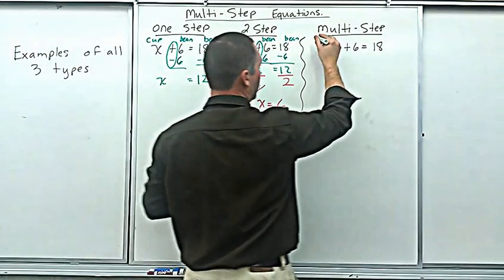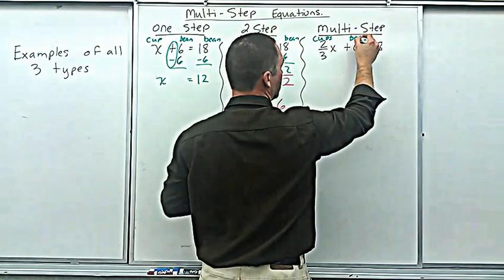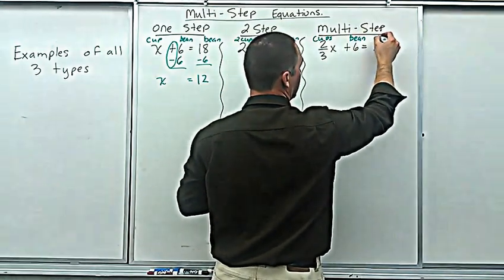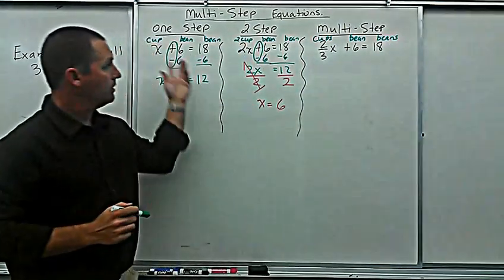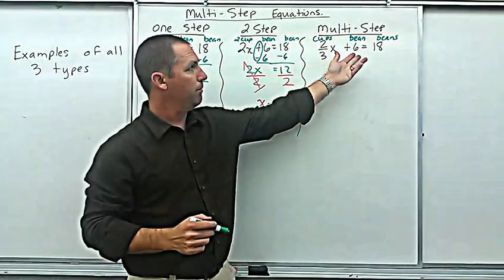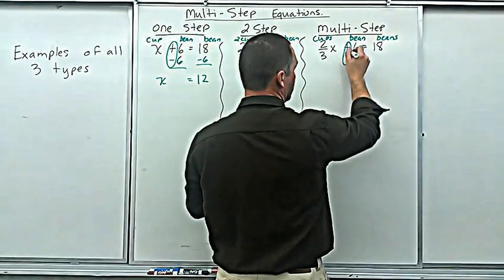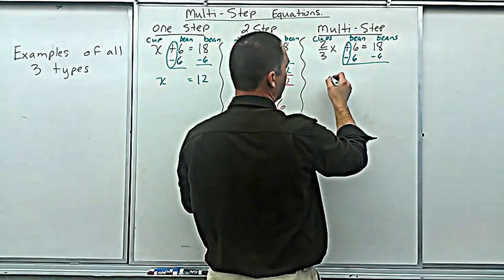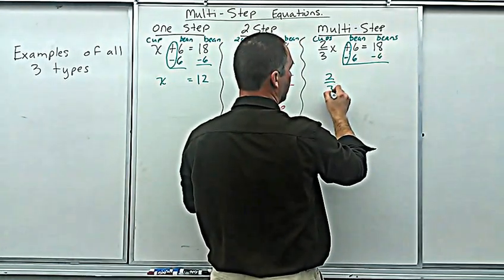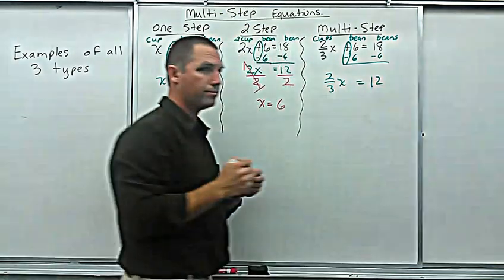So that's what I'm going to be doing. So these are my cups here. These are my beans. And these are my beans. So I'm going to do the first thing I did last time, which is get rid of my beans first, get my cups by themselves. So I do the opposite operation, so that's subtract 6 from both sides. I'm left with 2/3 x is equal to 12.